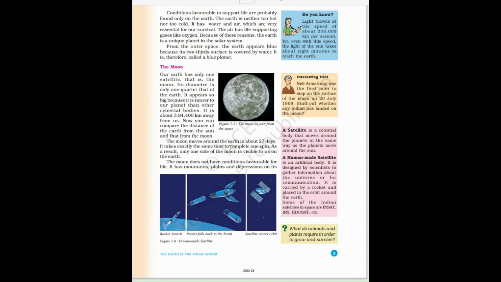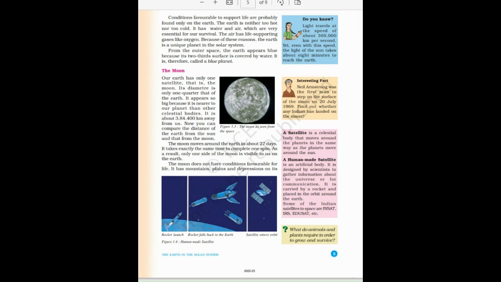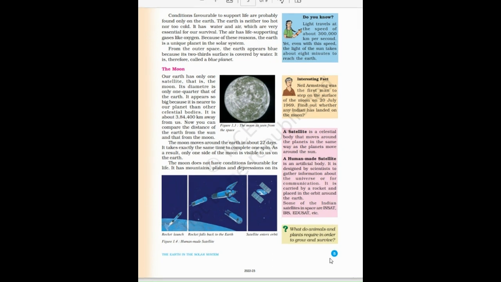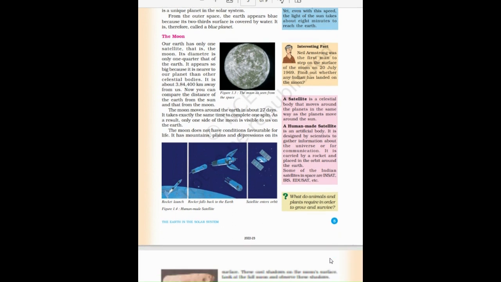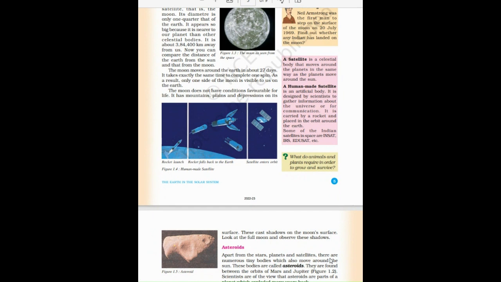Now coming back to the moon again. The moon takes 27 days to go one round of the Earth, and the same 27 days to spin once on its axis. That's why only one side of the moon is visible from the Earth. The moon's condition is not favorable to support life because during the daytime it's very hot, and during the night time it's very cold. And it has mountains, plains, and depressions on its surface, as you can see from the Earth also.